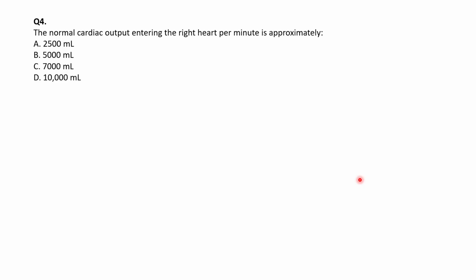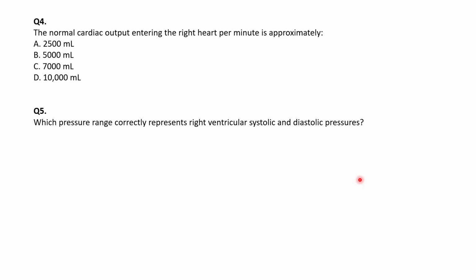Yeah, great. The correct answer is 5000 ml or 5 liters per minute. So 5 liters per minute going in and coming out of the heart, so we are entering the right heart at that. Okay, great. Glad you all got it right. Let's move to the next question. Which pressure range correctly represents right ventricular systolic and diastolic pressures?